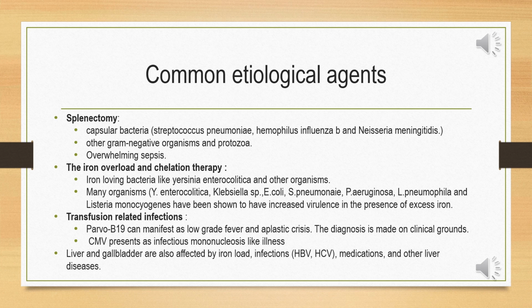The liver and gallbladder are also affected in thalassemia patients, and this can be multifactorial. For example, the infections which can be transmitted through transfusions, hepatitis B and C, and iron overload, the side effects of medications, and other liver diseases.